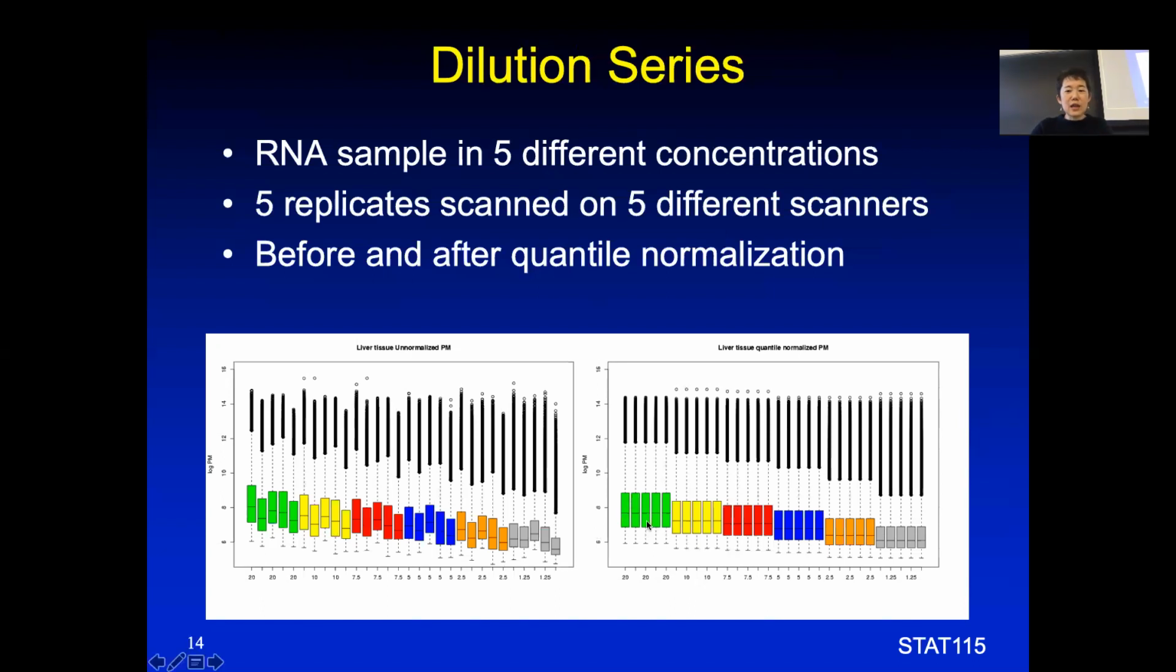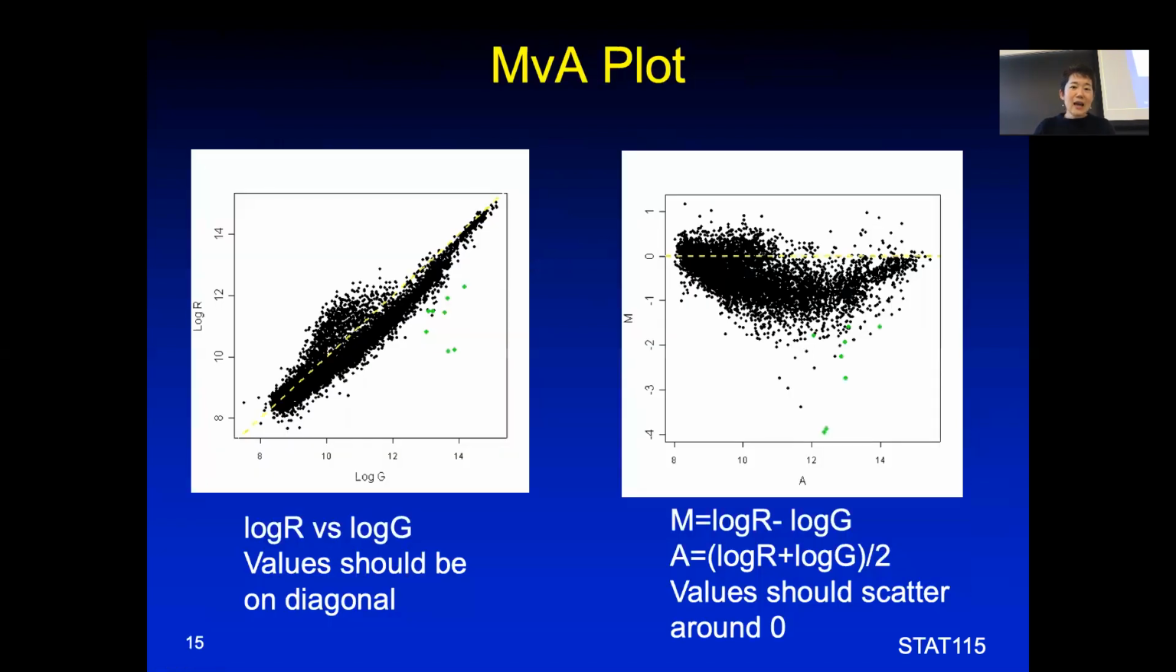But after quantile normalization, not surprisingly, the 5 green samples are now identical because they're all being replaced by your average column there, right? So they are kind of comparable now. And in order to see whether we have really normalized it well, we use a plot called MA plot. You will see MA plot a lot when you look at gene expression.